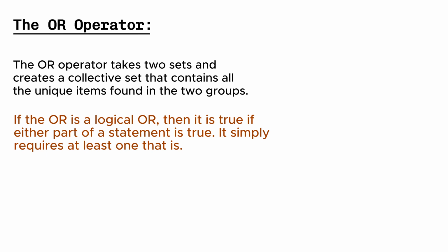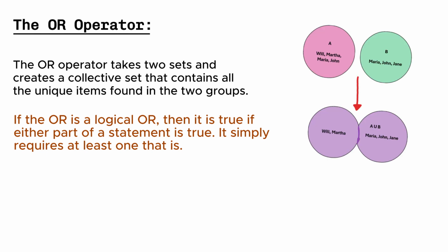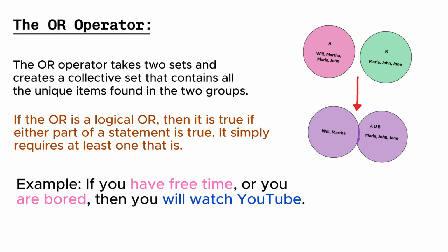Here's an example. Say you have a set A and a set B. Set A contains the names Will, Martha, Maria, and John, and set B contains Maria, John, and Jane. Then the union, or the A or B, of the sets A and B will end up producing a set of Will, Martha, Maria, John, and Jane. In the logical setting, A ∨ B is A or B, and it is true if A or B are true. The V looks like the upside down V that we saw for the logical AND earlier, and the U is the equivalent of the upside down U for the AND we saw earlier, but in this case, both stand for the OR operator.